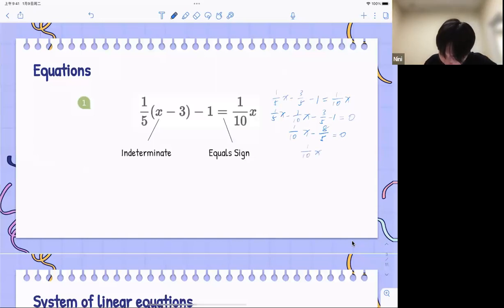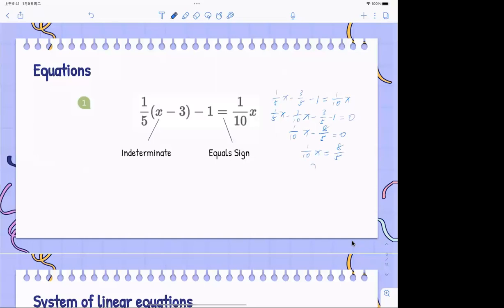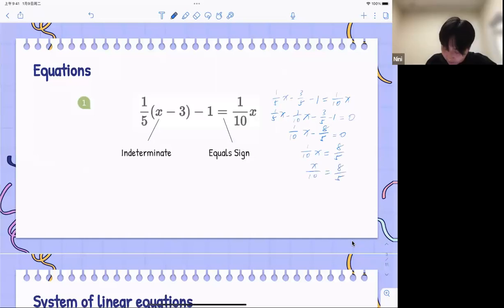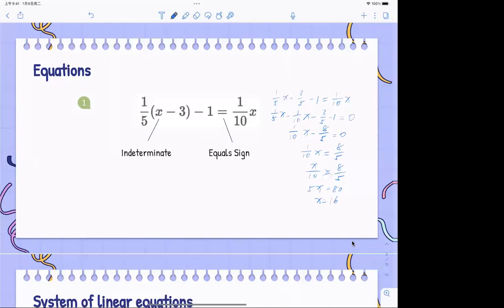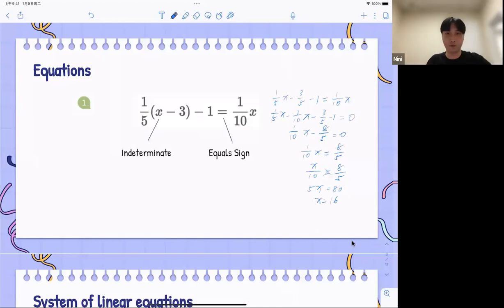Let's try to move it this way, right? And as you can remember, what we can do is write it this way so that we can cancel them, right? So 5x is equal to 80. Right? So x is equal to 16. Yeah. Okay, so we solved the first one.